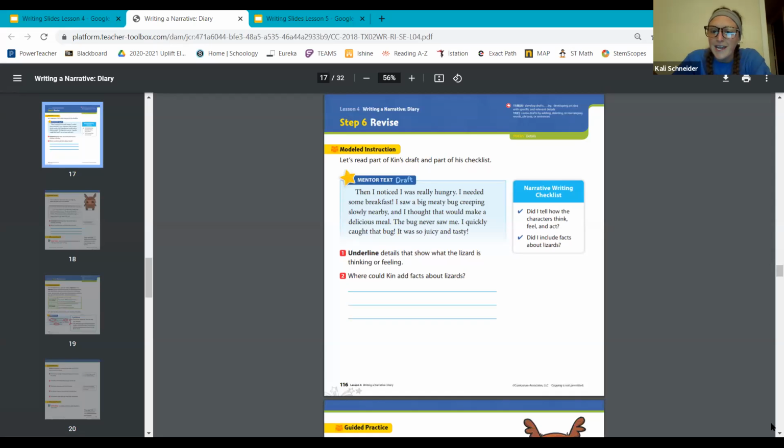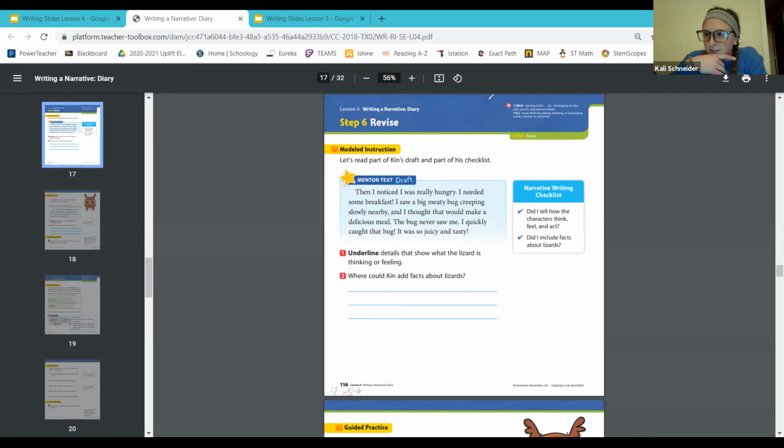All right, so let's go ahead and take a look and see underlined details that show what the lizard is thinking or feeling. So as we read, let's look at it again. I'm going to get my marker ready, my green color to underline, okay? Then I noticed I was really hungry.